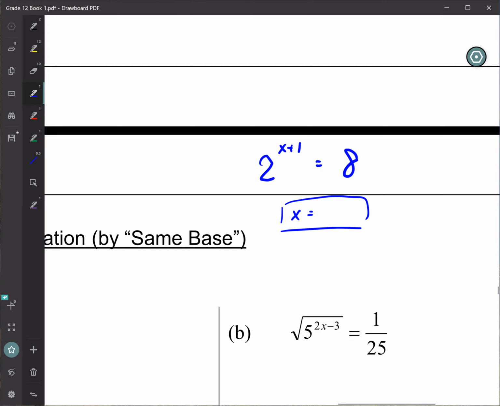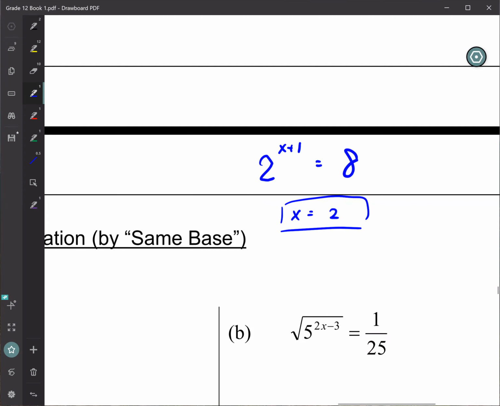Tiana, what do you think? 3. x equals 3. Wait, no, 2. 2, okay. How do you know it's 2 then? How do we check if it's right? How did you know it's 2? You just put it in. Put the 2 in. Yeah. Okay, so 2 plus 1 will be 3, so 2 cubed is 8, right?